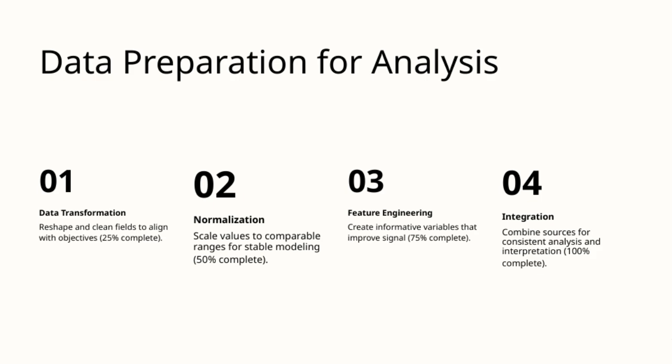Now, let's take a look at the overall data preparation process for analysis. As you can see, we've broken it down into 4 key stages. First is data transformation, where we reshape and clean fields to make sure they align with our objectives. This is an essential step because clean, well-structured data forms the foundation for accurate insights. Next is normalization, which scales values to comparable ranges, helping our models stay stable and reliable.